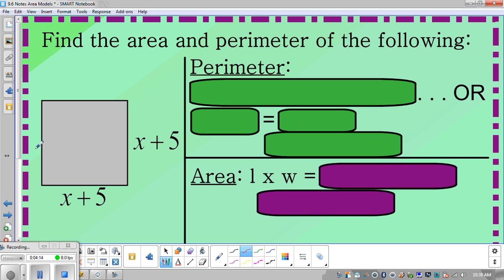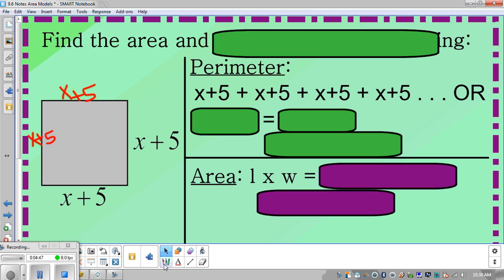Here's our first example. You have a square, and you can trust me that it's a square because both the length and the width are the same. They are both x plus 5. If we want to find the perimeter, that means we could add up all 4 sides. I could label the 2 remaining missing sides because a square means they are all the same length. So when you come over here to start showing your work, you could write it out the long way. You could say x plus 5 plus x plus 5 plus x plus 5 plus x plus 5 because there's 4 sides to the square.